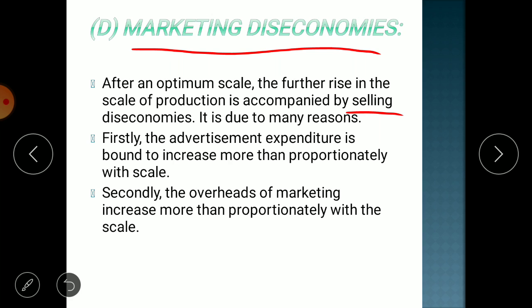First thing. Secondly, if you don't want to reduce the price of the product, then what will you try to do? You will influence the demand to cope up with the supply. So to influence the demand, you have to give advertisement.